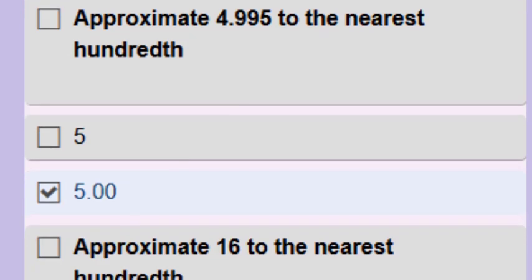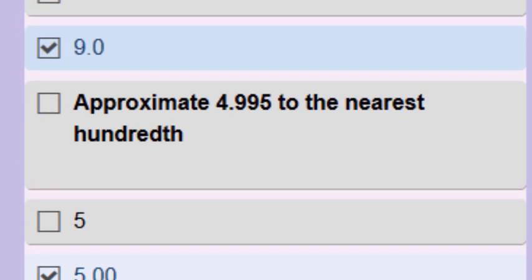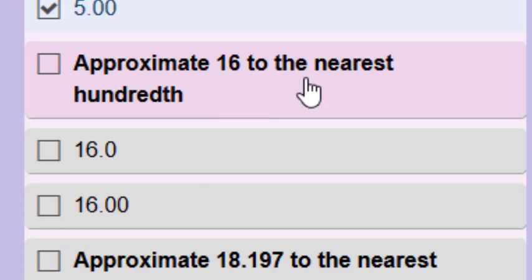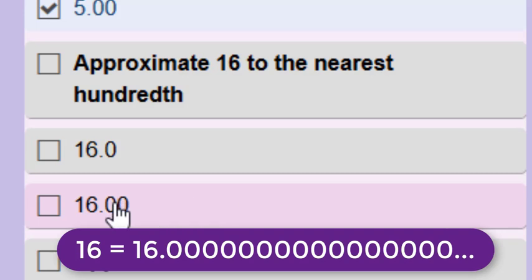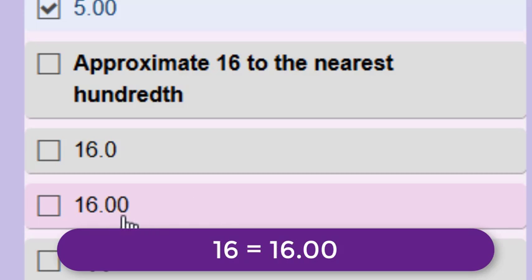And next question is approximate 16 to the nearest 100. 16 to the nearest 100 should just be 16.00. Enough zeros out of the infinite zeros that could be written here. Enough zeros to fill up the 100th digit place.